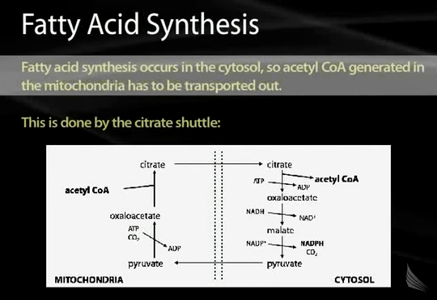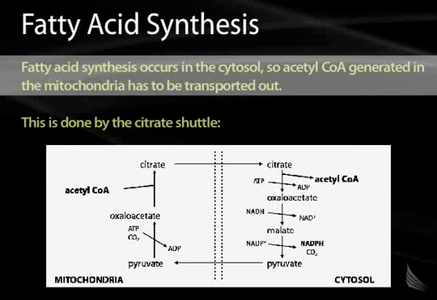Now, fatty acid synthesis occurs in the cytosol. So acetyl-CoA, which is generated by pyruvate dehydrogenase in the mitochondria, has to be transported out of the mitochondria in order to be converted to fatty acids. And this occurs in a process called the citrate shuttle. So you have a molecule of pyruvate, which is converted using ATP to oxaloacetate. Oxaloacetate combines with acetyl-CoA to form citrate. Now, you recognize this probably as the first step in the TCA cycle.